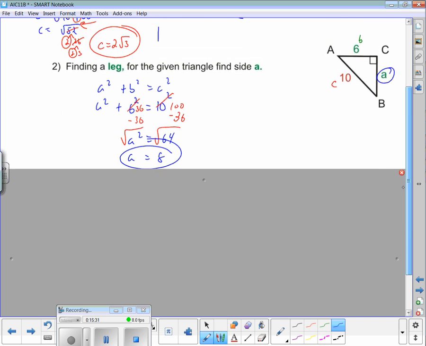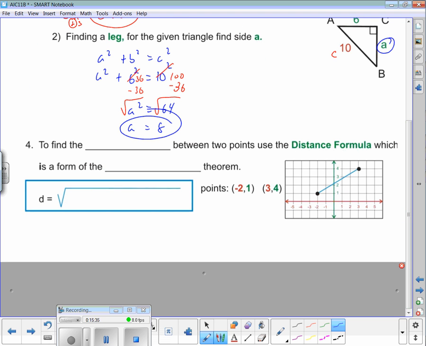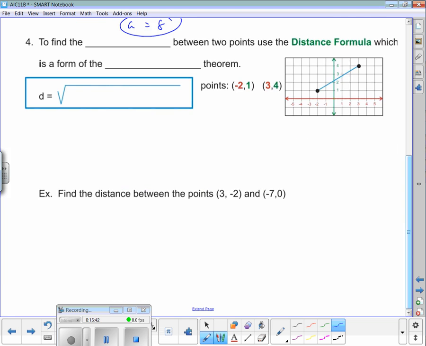Okay, that's how you're going to find the hypotenuse. That's how you're going to find the side. What's next? Go ahead and move this up. What's next is when we are going to seek to figure out the distance between 2 points.